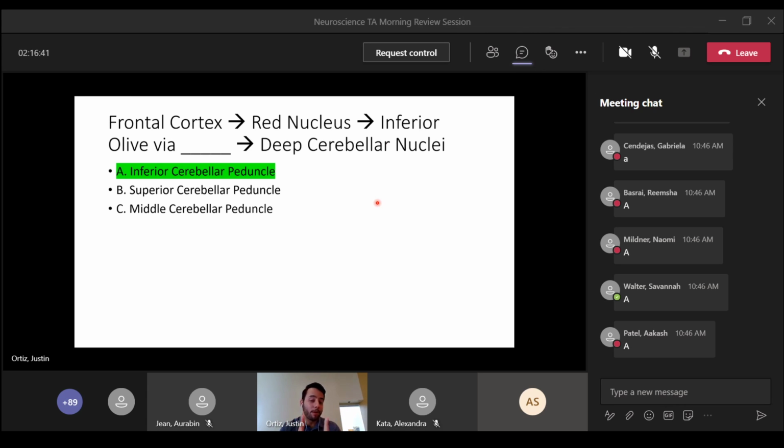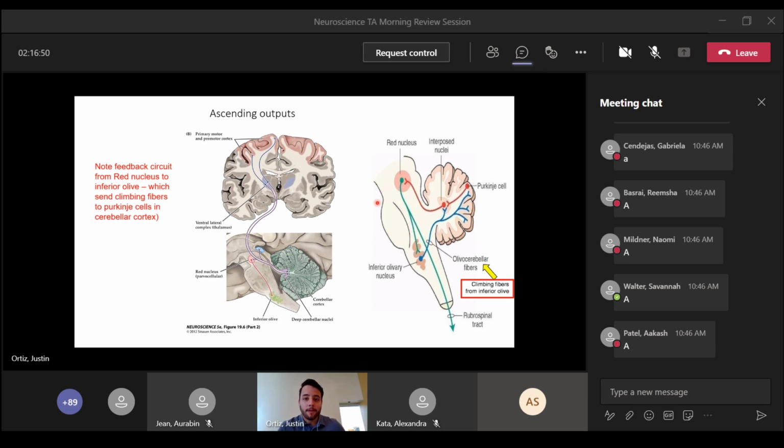Right? But again, important to note, remember, emboliform and globose together make up the interposed nuclei. Okay. So again, like I talked about, remember, there's a feedback mechanism in regards to all of this. And it's no surprise that this feedback mechanism is via the red nucleus, inferior olive, and the deep cerebellar nuclei / Purkinje cell. Which makes sense, right?